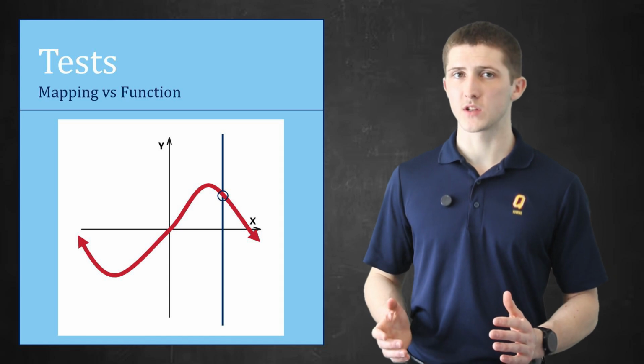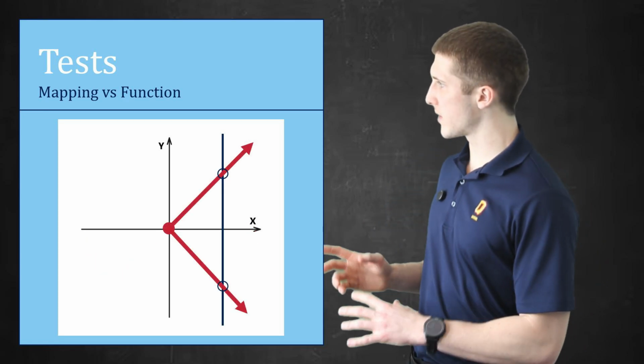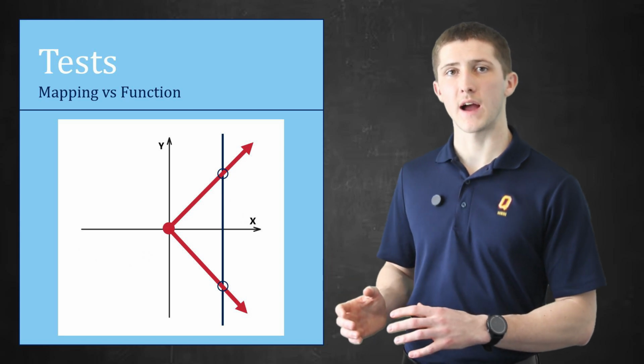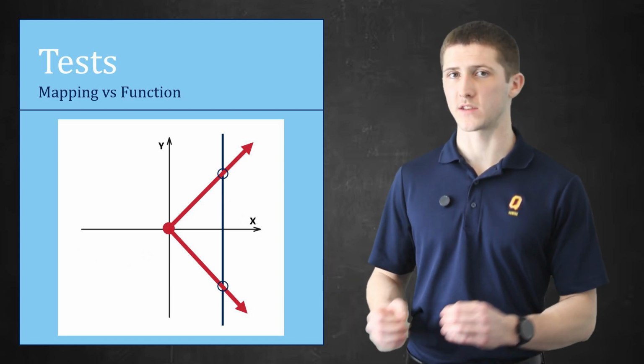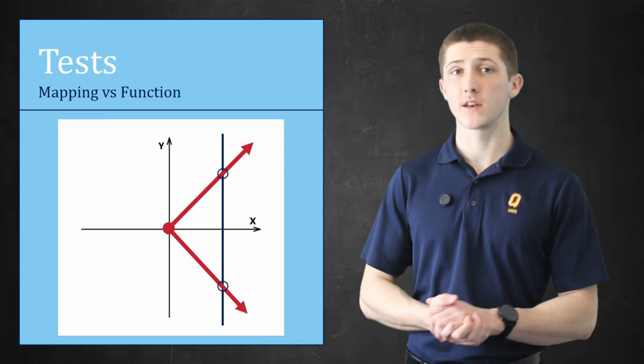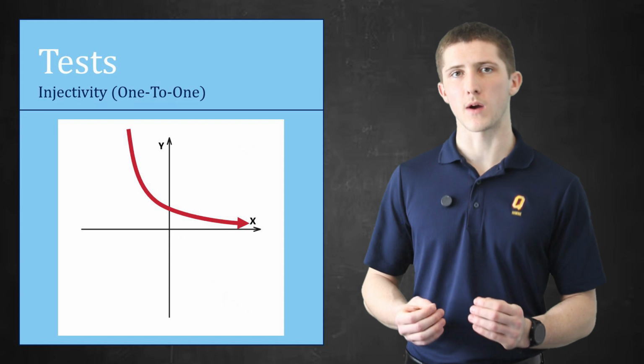If the mapping is a function, then that line should only ever intersect the graph once. If we look at this graph, we can see that our vertical line intersects the graph twice, which means that there are two y outputs assigned to one x input. Therefore, this graph cannot be a function, and it is a mapping.